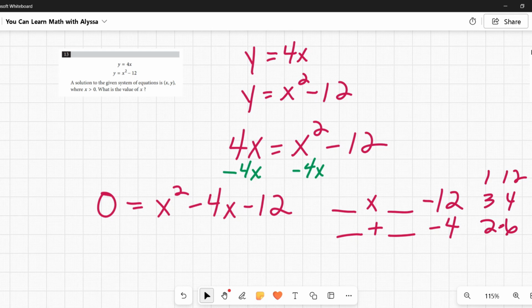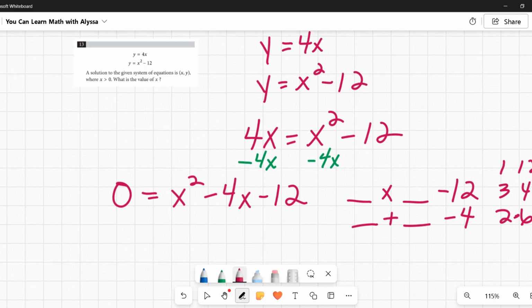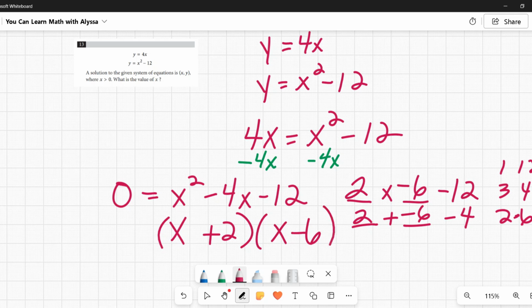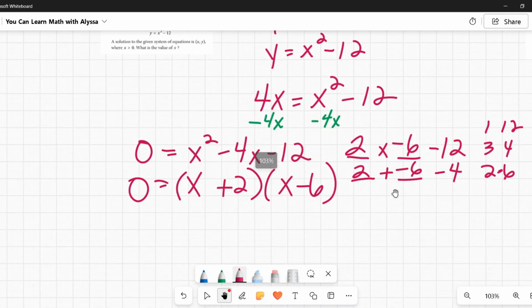Side note, if you need to write all these out, like negative 1, positive 12, 1, negative 12, positive 3, negative 4, negative 3, positive 4, etc. Absolutely, write them all out. Totally fine. Up to you. So 2 and negative 6 are going to be my two numbers. So I know that this factors into x plus 2 and x minus 6 equals 0. And then I'm going to set each of those separately equal to 0. x plus 2 equals 0 and x minus 6 equals 0.